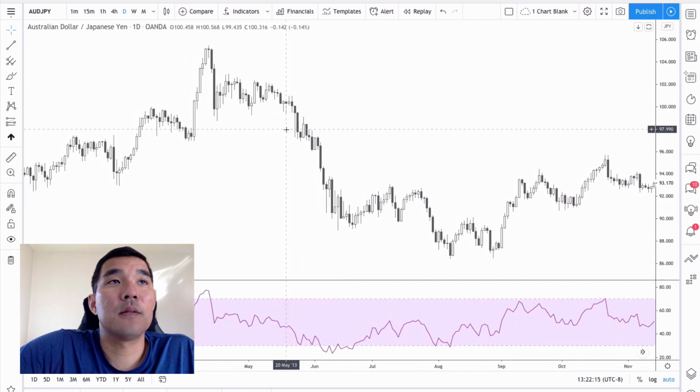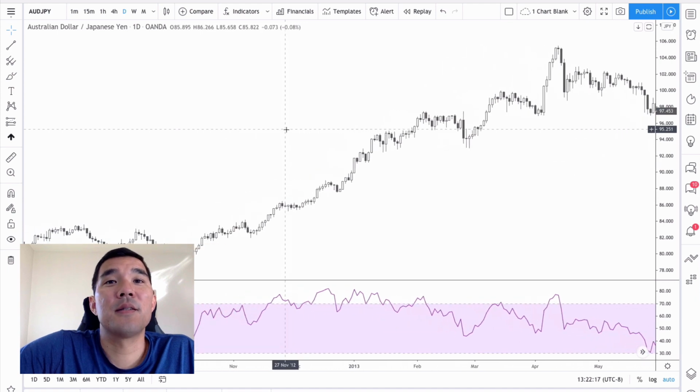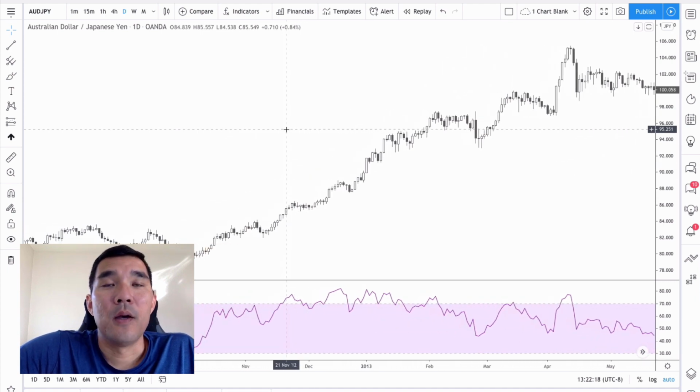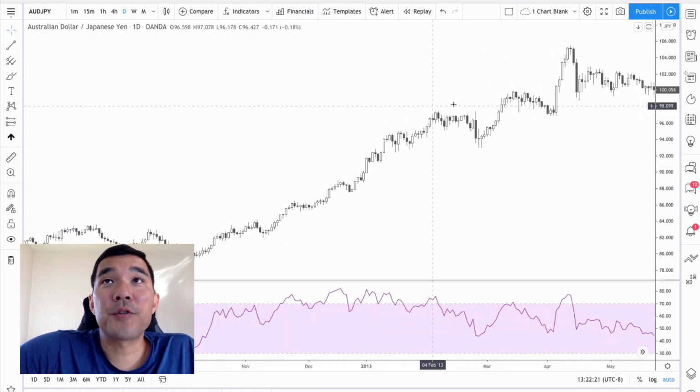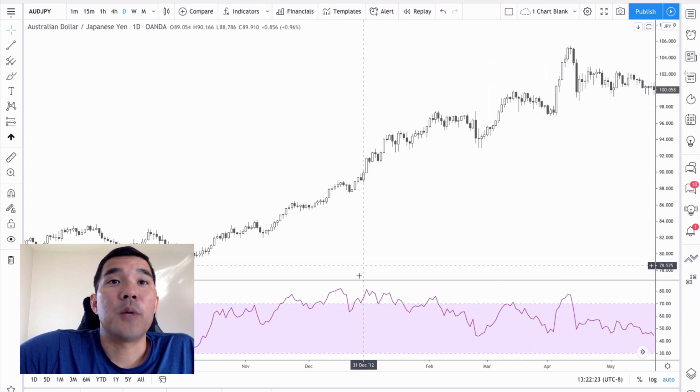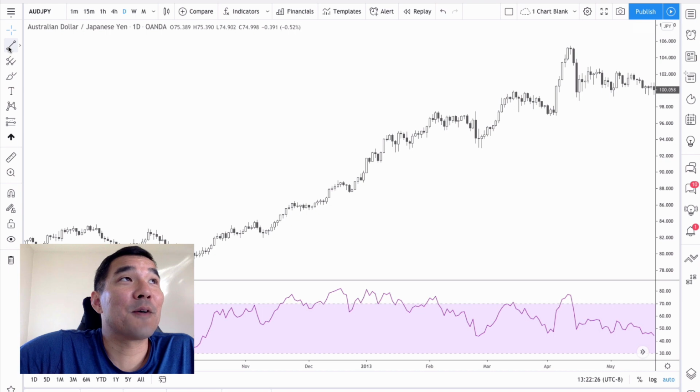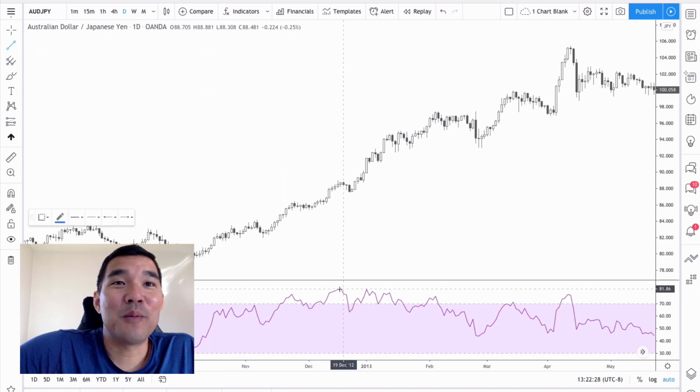Nothing yet. No. Okay, this is probably one. Yeah, this is good. Okay, so we have a strong trend here, and we have multiple divergences here on the RSI.